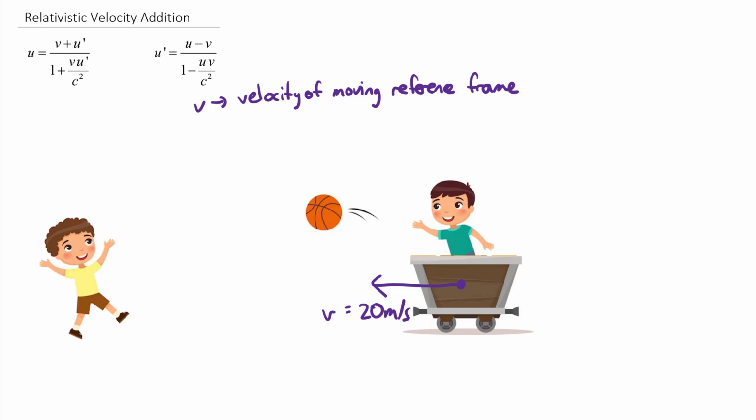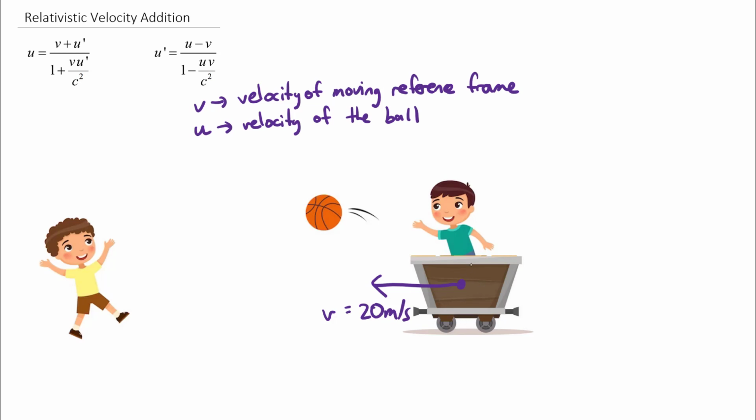Now the next object in this scenario is the ball. The ball is being thrown by this kid, and this kid's stationary and they'll be observing it. So this ball will be given the letter U. The question is, is it going to be U or U dash? Well, it's the same object, but it's just viewed from two different reference frames. So the U without the prime is the velocity of the ball, but notice that it's within the same reference frame as the person who measured this cart.